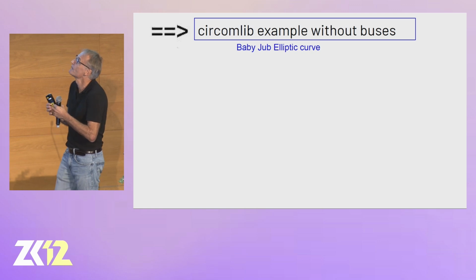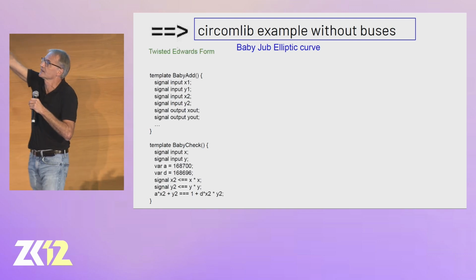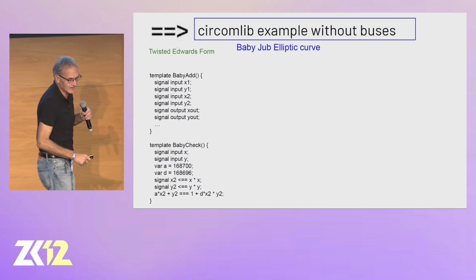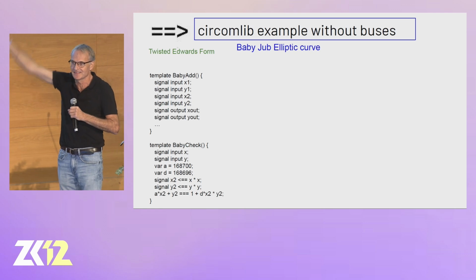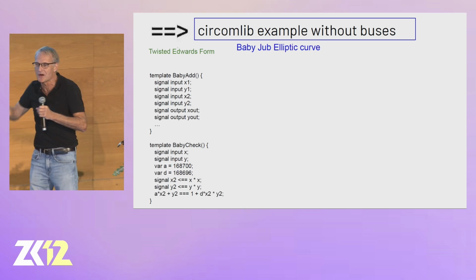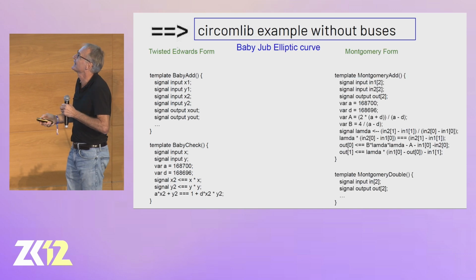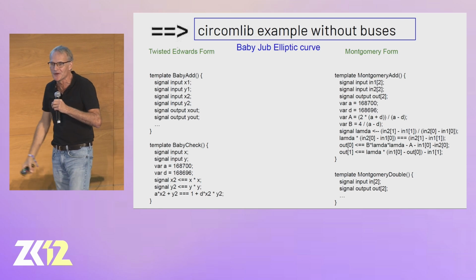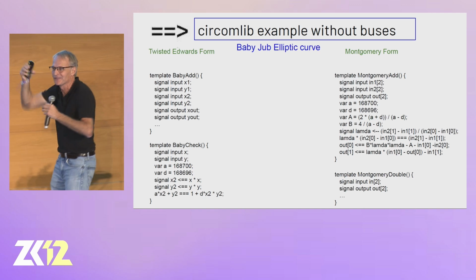Okay, so let's come back to this BabyJubjub elliptic curve. You have the template for the twisted Edwards form. Look, the point is just like this: you have 4 inputs and 2 outputs, with no meaning apart from X, Y used in the name. And then you have the version for the Montgomery form, and all of a sudden it's no longer 2 signals, but an array of dimension 2.